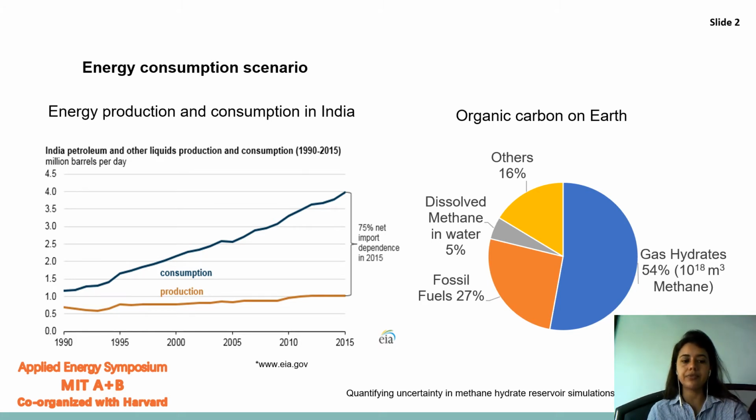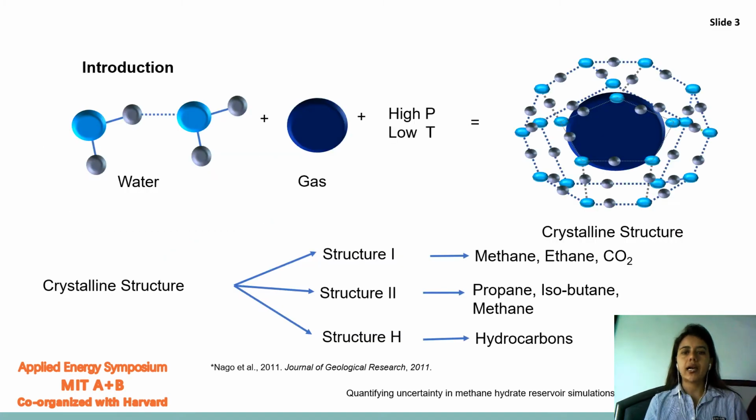To understand this, we need to know what gas hydrates are. Gas hydrates are ice-like crystalline structures formed at high pressure and low temperature conditions in deep oceans or permafrost regions by trapping gas molecules inside the water molecule lattice. This crystalline structure is of three types: structure 1, structure 2, and structure H. Structure 1 mainly contains methane gas and is abundant in nature. Structure 2 and H are complex structures and are less abundant in nature. So we will focus on structure 1 here.